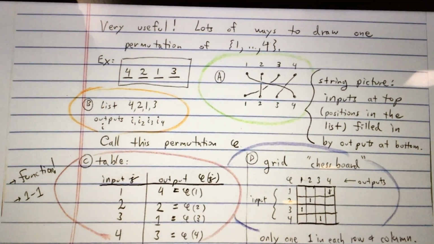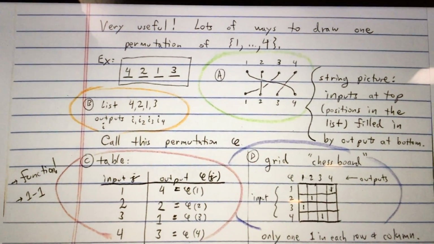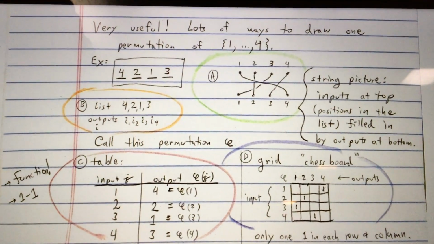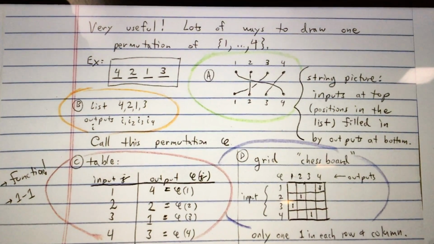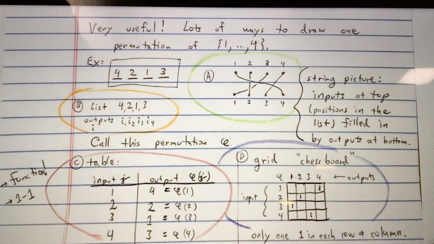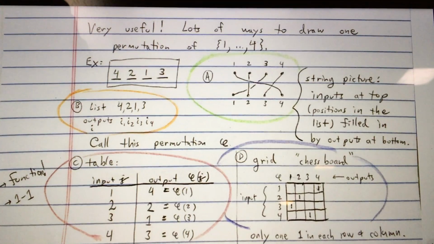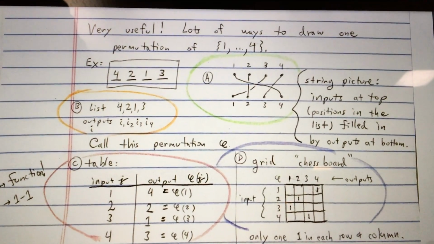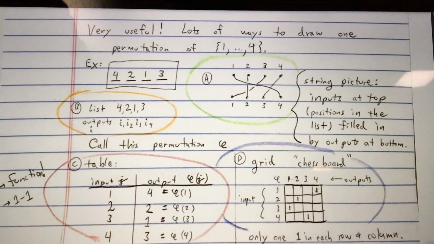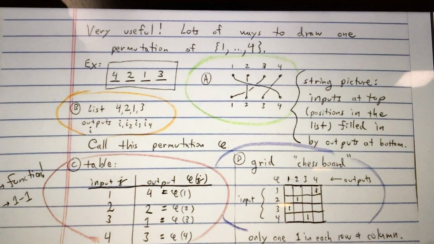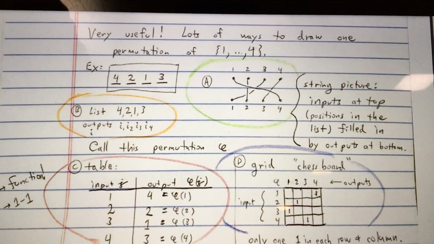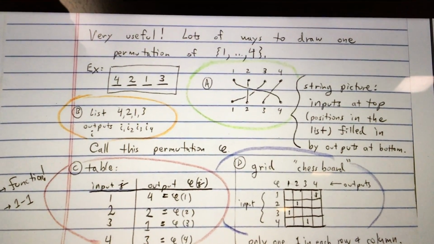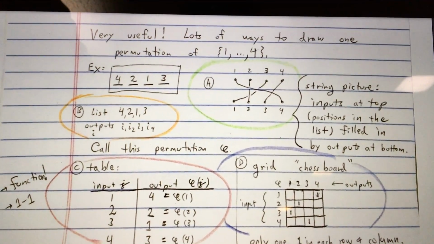Finally, in the book, they have these pictures where they use a grid or a chessboard to show the permutation. And it's input output again, and you put the inputs 1 through 4 on the left, and the outputs across the top, and then you put a 1 to show what the input goes to. So 1 goes to 4, 2 goes to 2, 3 goes to 1, 4 goes to 3. Same permutation, just a new picture of it.